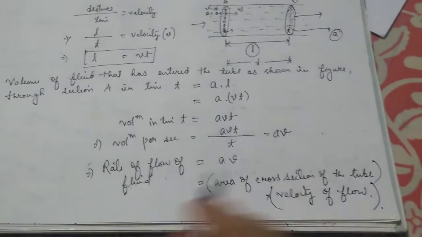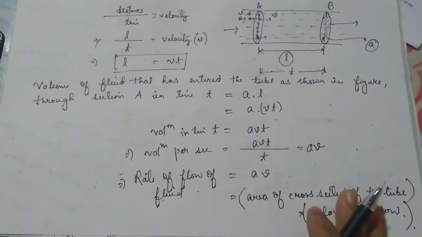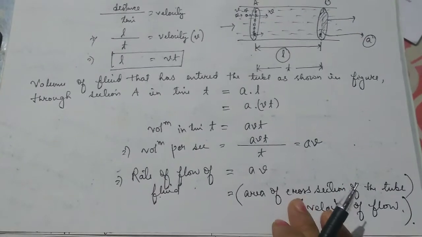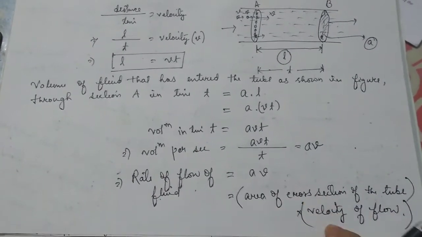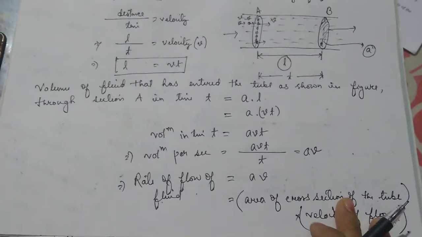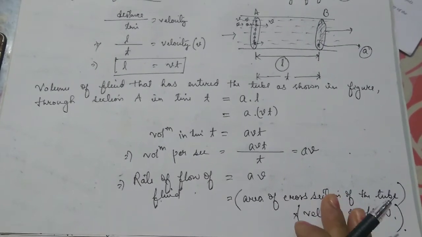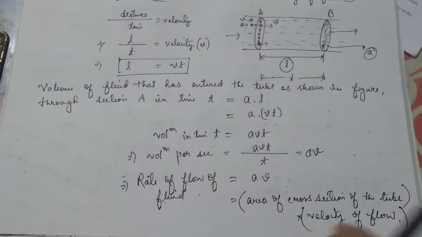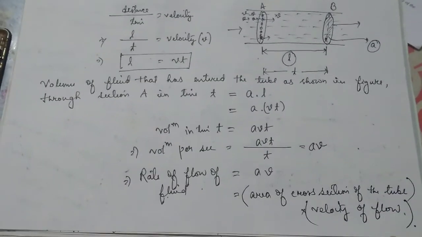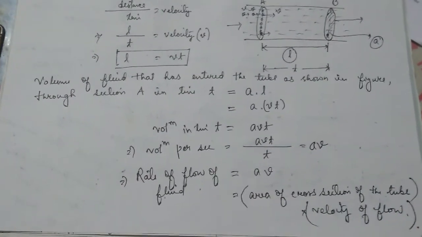So this is a very important relation: the rate of flow of a fluid is equal to the area of cross section of the tube into the velocity of the flow. This note I have already provided. This is a very important definition, as well as this concept is required in all other derivations that we are going to do in future.